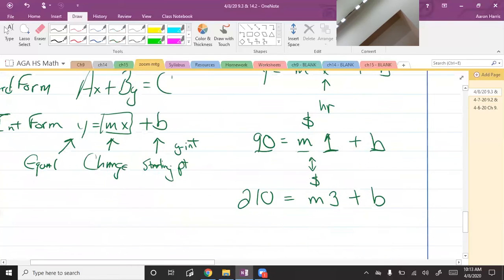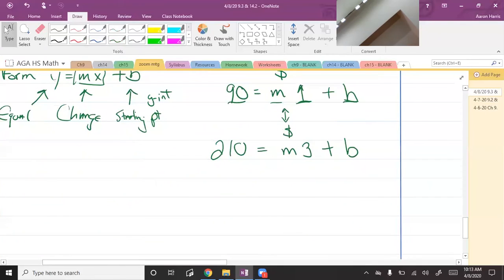But I do know that a 3-hour job is going to cost what? $210. Now, I know you're looking at this and you're like, oh my goodness, what in the world? What kind of problem is that? Well, all it is, is 2 equations with 2 unknowns. And now that you have 2, I can't solve an equation unless I only have what? 1 unknown. But if I have 2 equations with 2 unknowns, what can I do? The process of elimination.